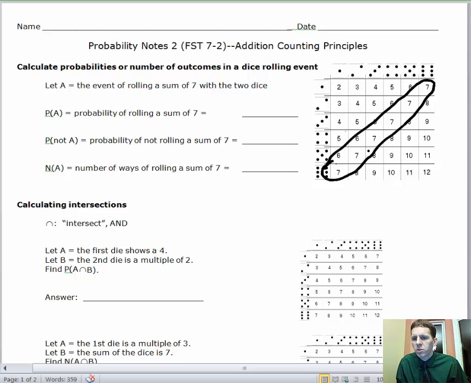There are 6 different events or different ways of rolling this sum. And our sample space when working with 2 dice was 36. There were 36 different outcomes represented by the numbers inside these little squares here.